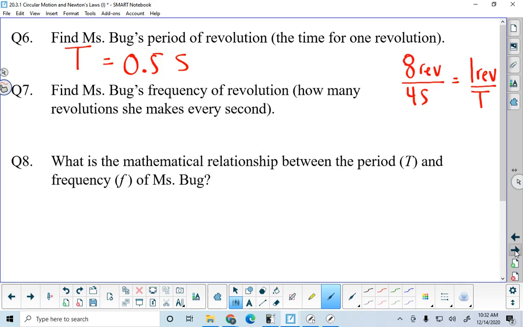What is the frequency of revolution? So how many revolutions does she make in 1 second? For this second question, we can put 8 revolutions over 4 seconds equals x revolutions, which is the frequency in 1 second, and we cross multiply and solve. We're trying to find out how many revolutions per second there are. If it's 8 revolutions in 4 seconds, then the frequency is 2 revs per second, which is 2 hertz.